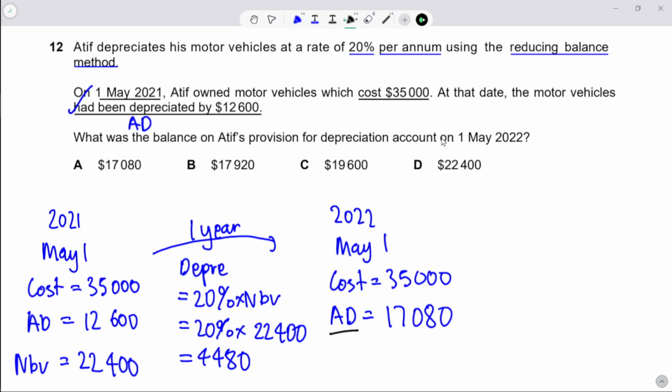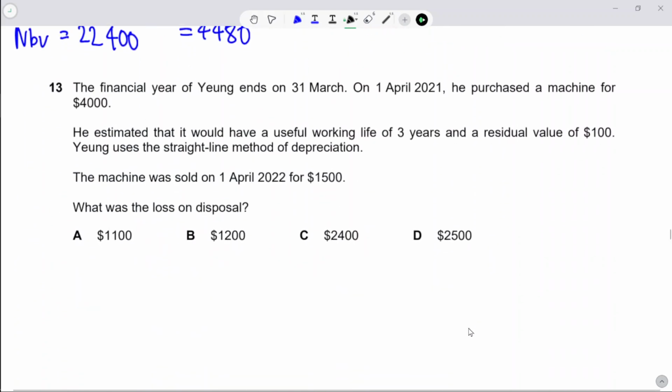So what he wants us to do is 1 May 2022, run the provision for depreciation. This is also known as AD. So the AD is 178080. Continue.